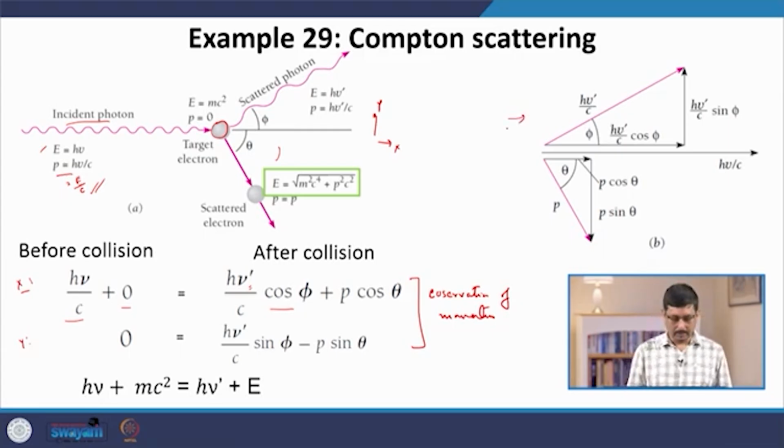Now we look at the energy. Before collision, the energy of the photon was h times nu, where nu is the frequency. Let me write it down.